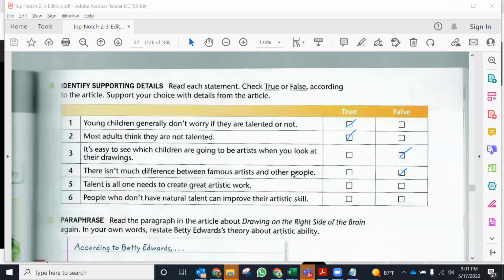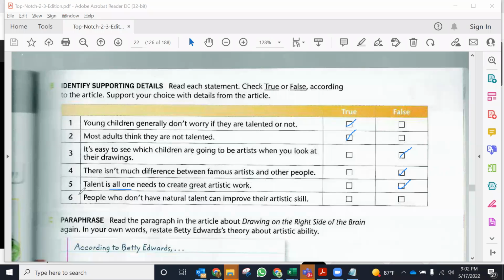Number 5. Talent is all one needs to create great artistic work. All you need is talent. True or false? True. Okay, careful. Talent is all you need. This is false because you need talent, but you also need to practice, to train, and to put hard work, okay? To create great artistic work.